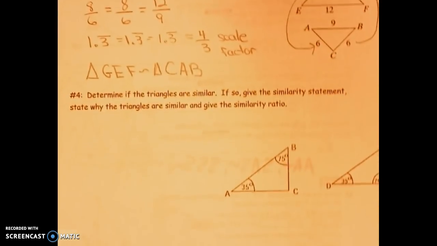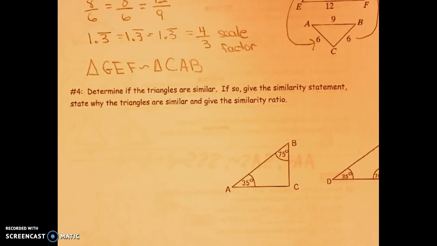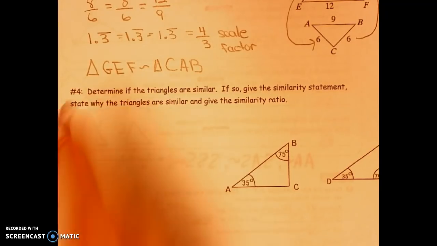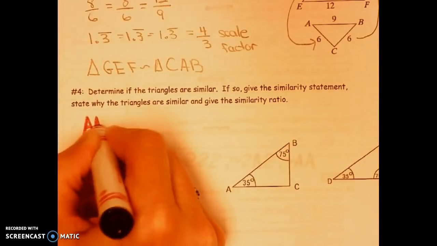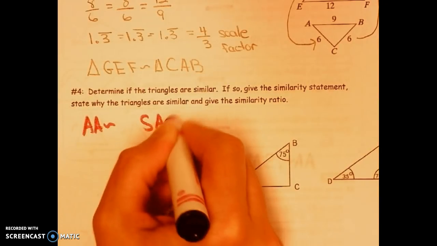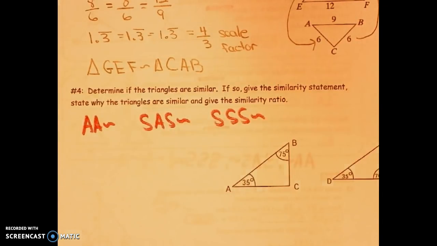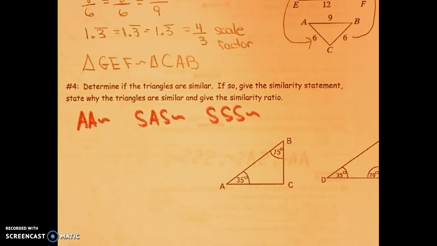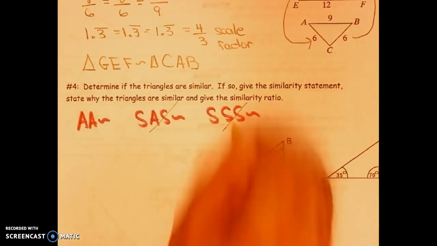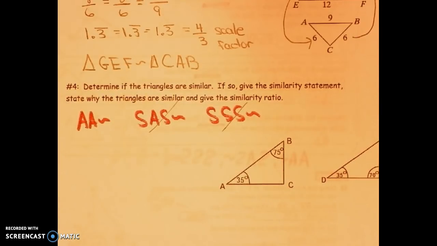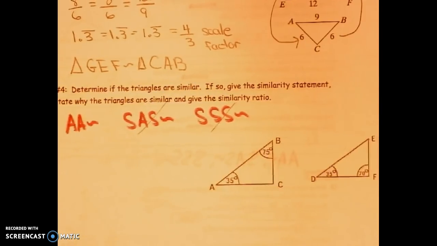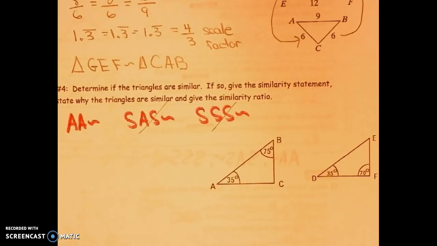Let's go take a look at number 4. In this case, again, if you think through your options, we've got angle, angle, side angle side, side, side, side. I don't have any information regarding the sides. That means I'm not even going to think through whether it's either one of those. The only one I'm looking for is to see if it's angle, angle.